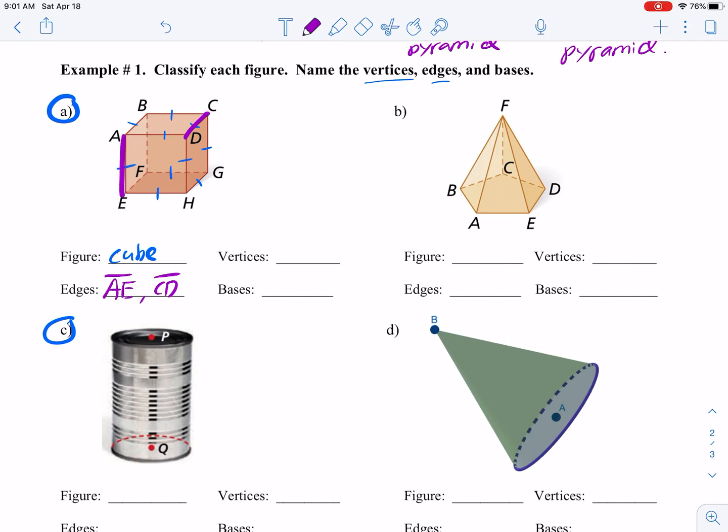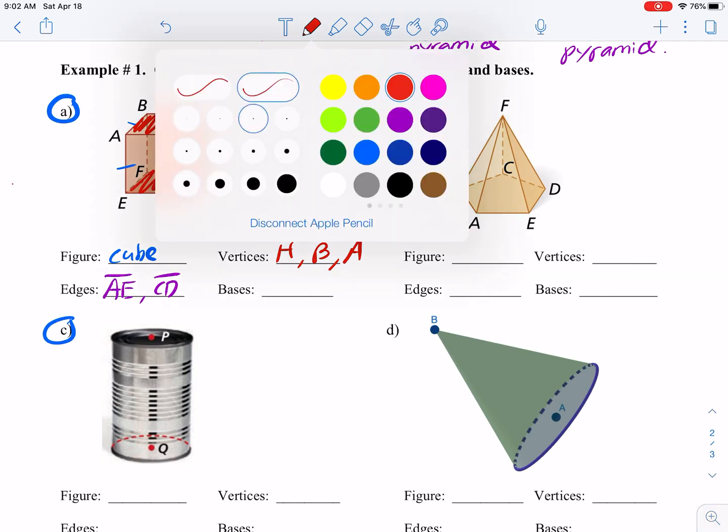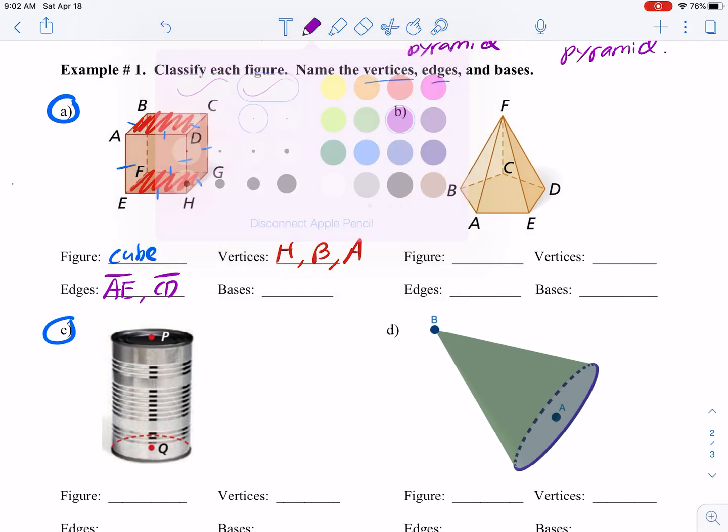Vertices just connect 3 faces, so any of these points. H is a vertex. H connects the bottom and these 2 sides, this side and the front. So H is a vertex, B is a vertex, A is a vertex. Every single point on that cube is a vertex. And then the bases, because this is a cube, you could really pick any 2 bases that you want because they just need to be parallel. So you could pick the top and the bottom if you like. You could pick the left and the right side, the right faces of this cube. I'm just going to pick the top and the bottom for now.